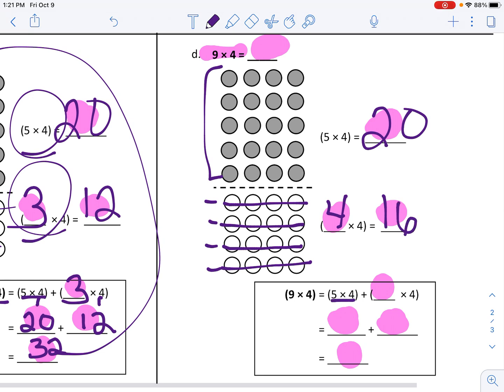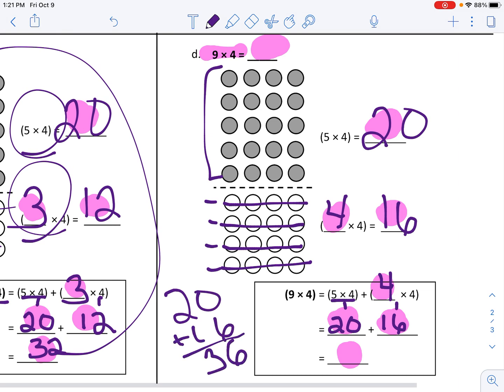So they did 5 times 4 for me. So the top part of the array is 5 times 4. The bottom part of the array is 4 times 4. The answers, 5 times 4 is 20, and 4 times 4 is 16. 20 plus 16. 6 plus 0 is 6. 2 plus 1 is 3. 36.